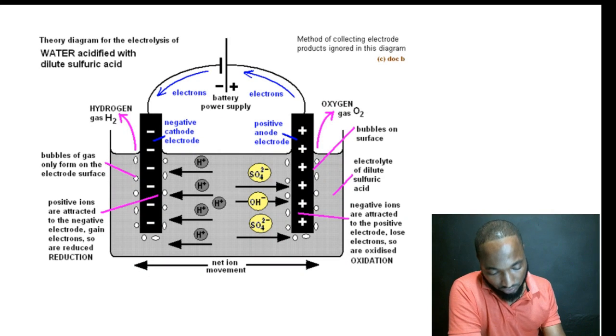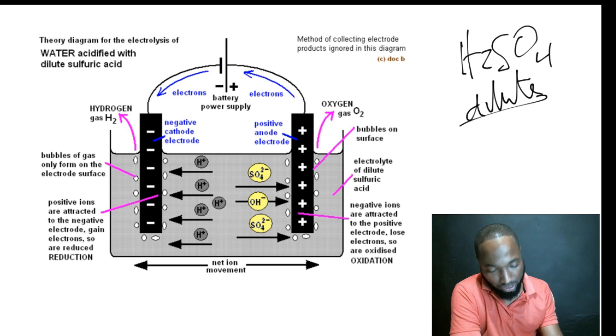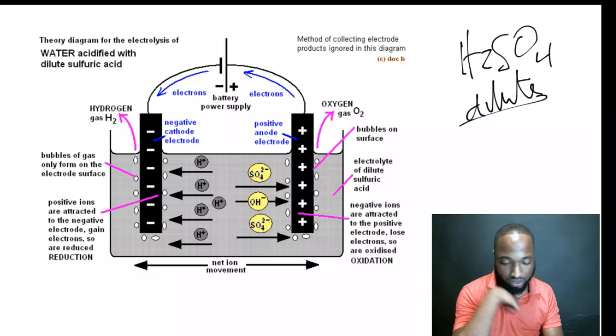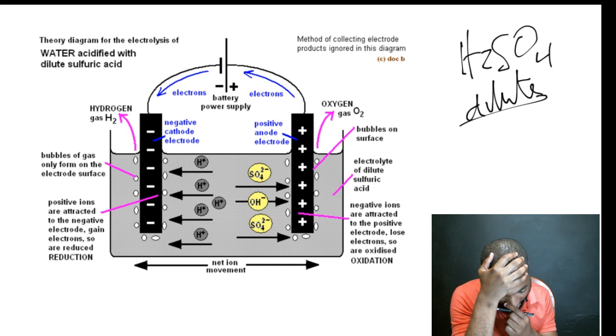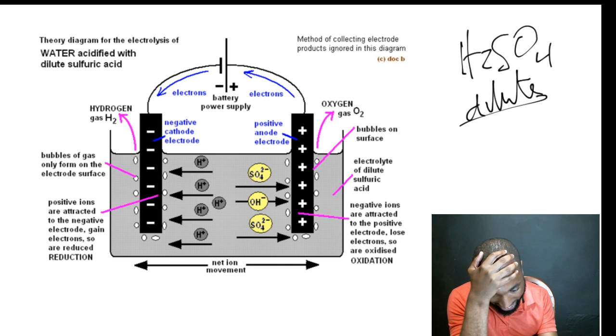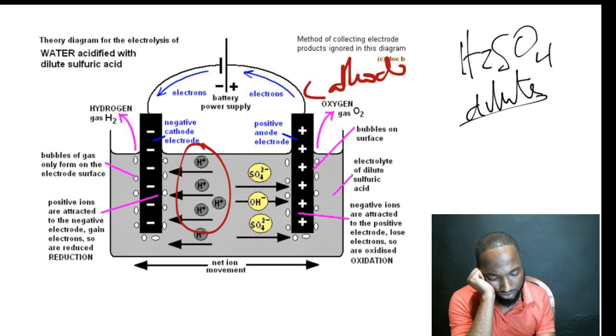This is H2SO4, dilute. People messaging me, watch your messages right now, people. So the theory diagram for the electrolysis of water acidified with dilute sulfuric acid. You have an H going by the cathode. Now, don't let this confuse you. Normally you put the cathode on this side and the anode here. It's not so in this case, so you just think of it flipped. I can't flip the diagram. I don't know how to do that on this program.